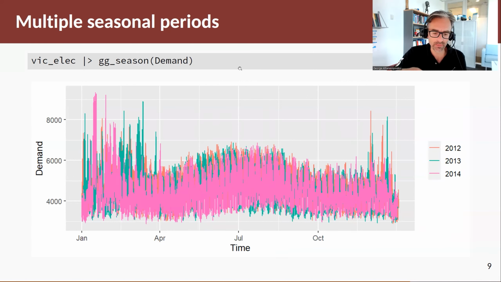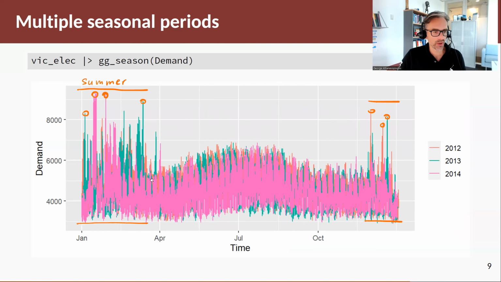And then we have time of the week, and also we have time of day. Okay, and we'll see those in the next couple of slides. So these are years plotted on top of each other. Okay, we have 2012, 2013, 2014. So let's observe some features using this seasonal plot.